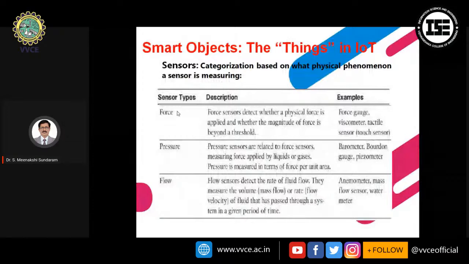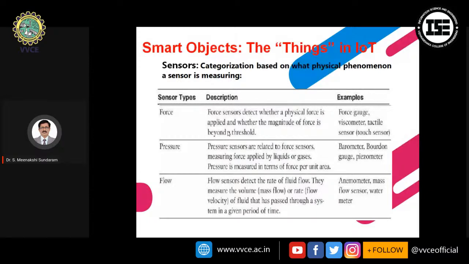Similarly, force sensors, pressure sensors, and flow sensors, where we can understand the physical force applied, the magnitude of the force, and whether it is within a limit or beyond the limits. For example, a force gauge, a viscometer, or a tactile sensor, a touch sensor, we can understand the force with which we touch the objects or understand the proximity.